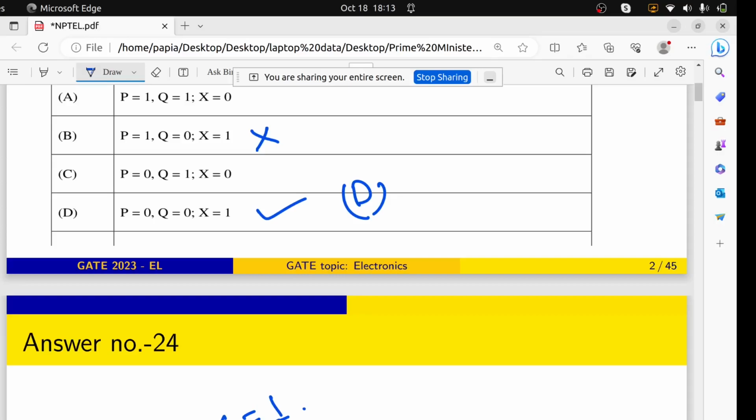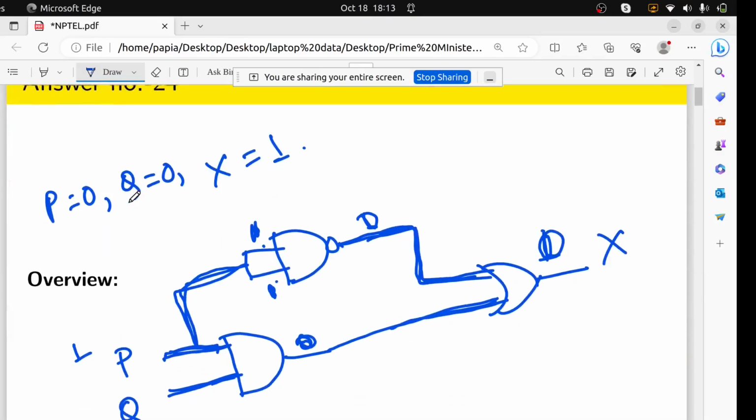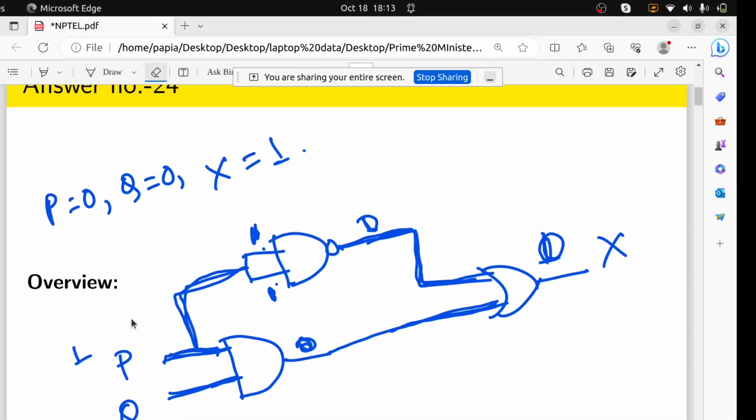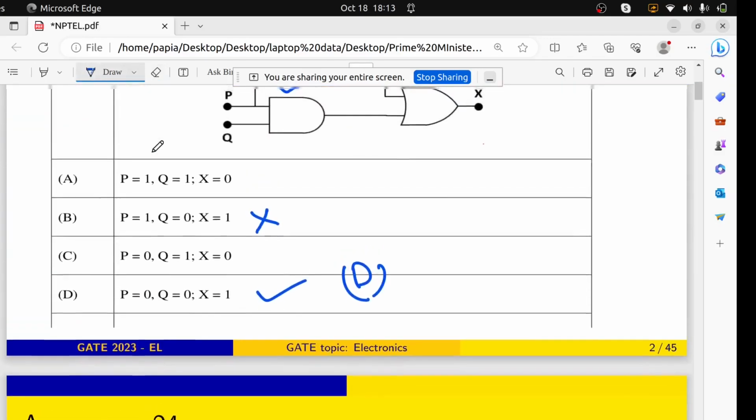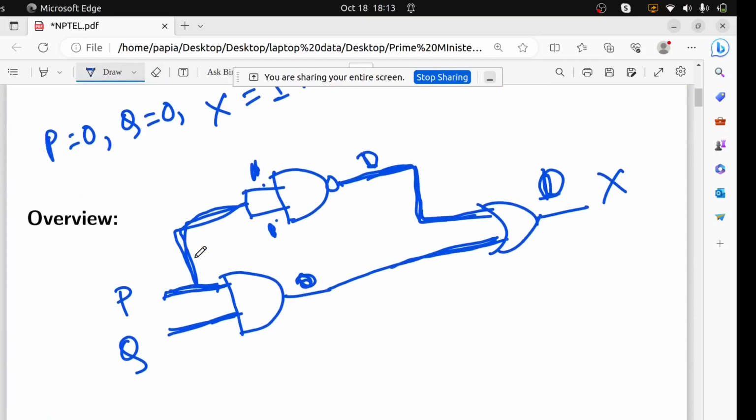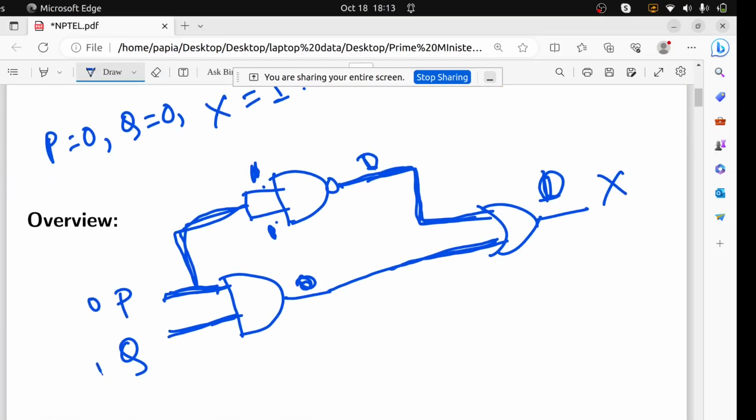Okay, so I am just taking the C option also again, so that it will be useful for all of you. So what is C option? C option is P equals to 0, Q equals to 1. So if it is 1, it is 0, then also it is 0. Now this 0 is coming here, so 0, 0. This 0, 0 will go as 1. So this 1 is coming, this 0 is coming.